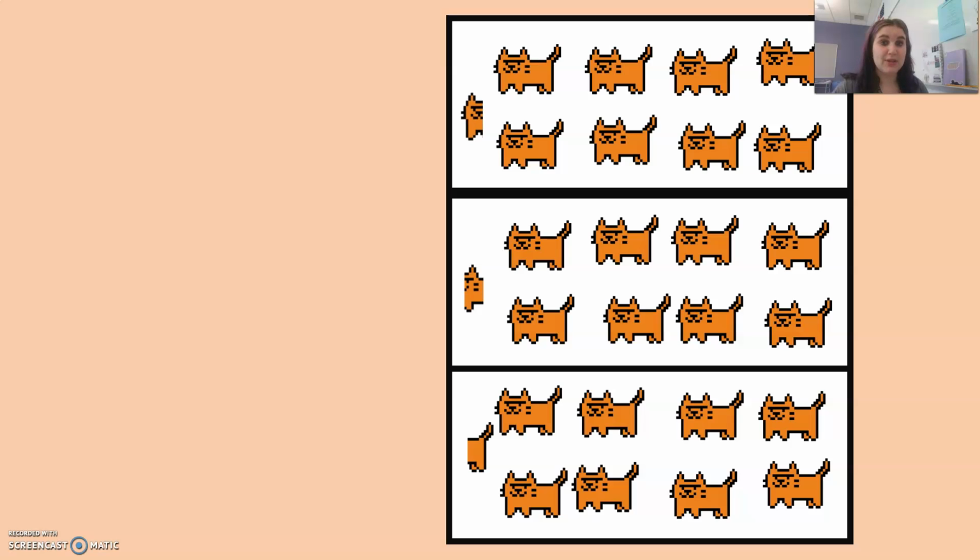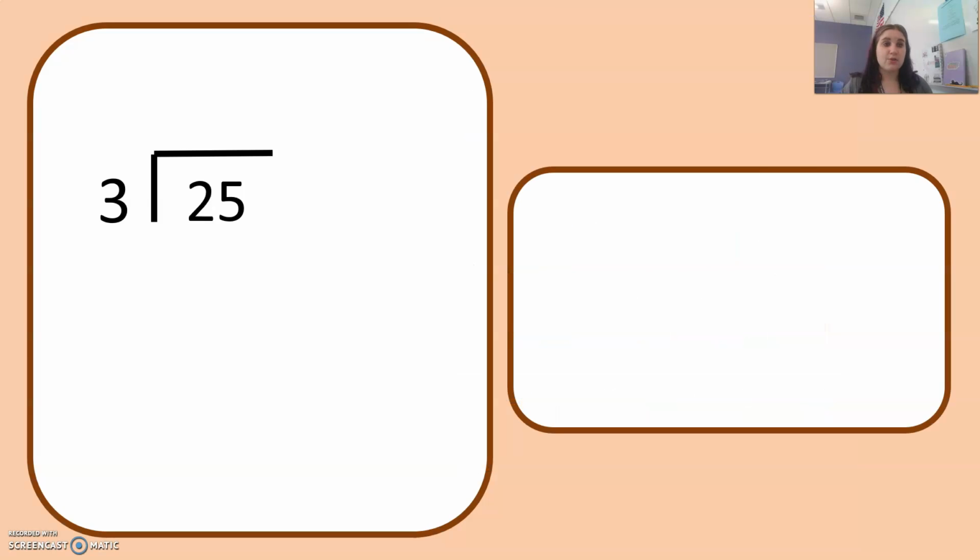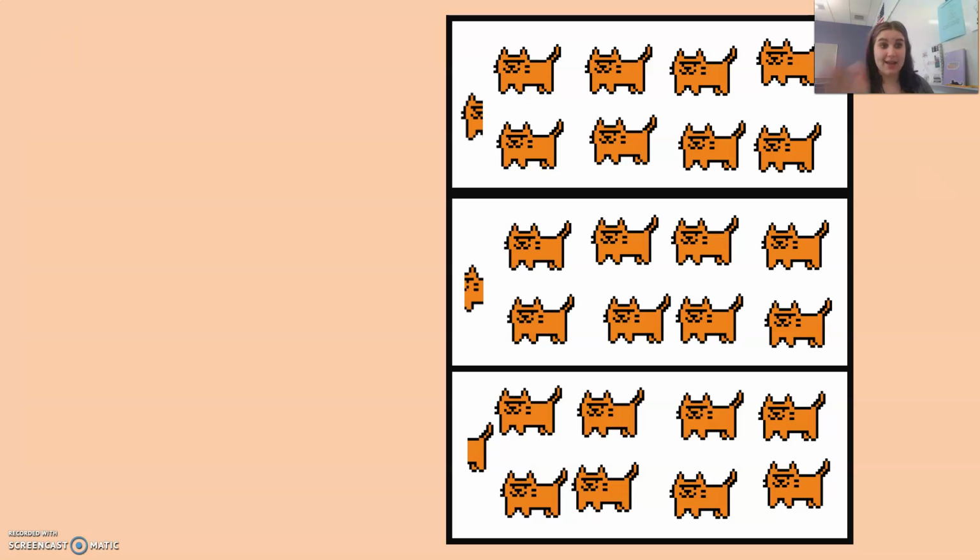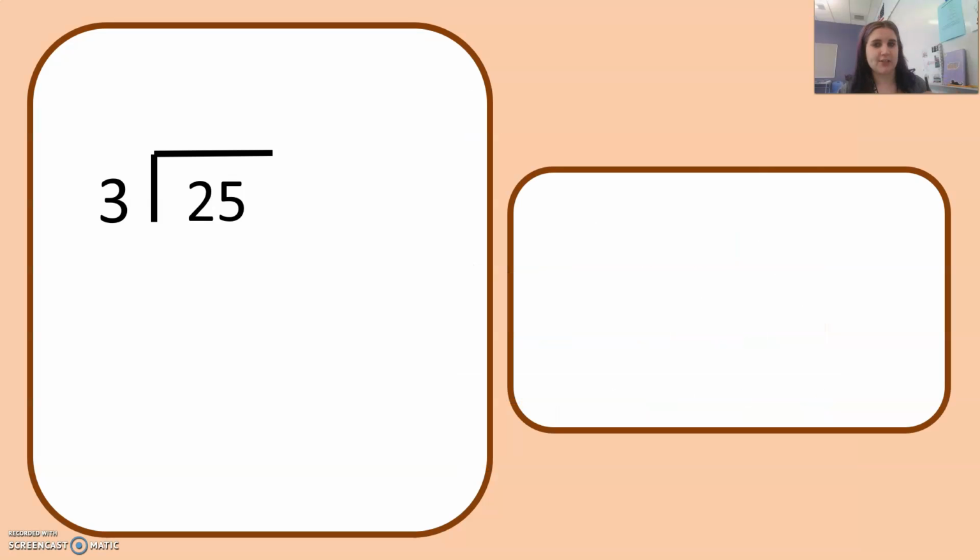So what I had to do here is take that last object and split it up into equal parts so that I can divide it. So now in each group, I have 8 cats and 1/3 of a cat. So 8 and 1/3 cats. But how does this work with long division?